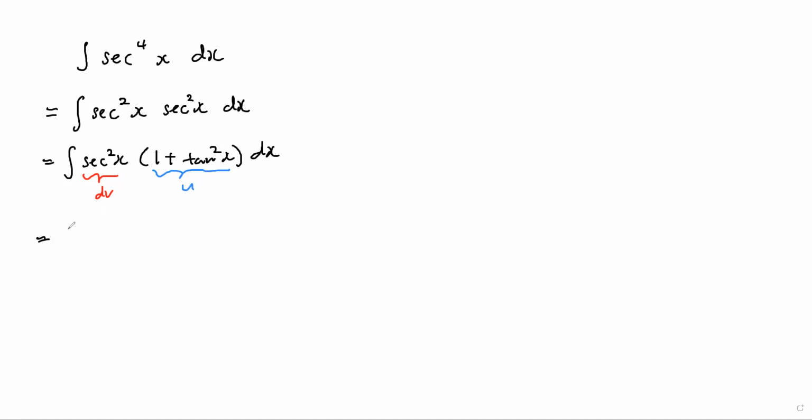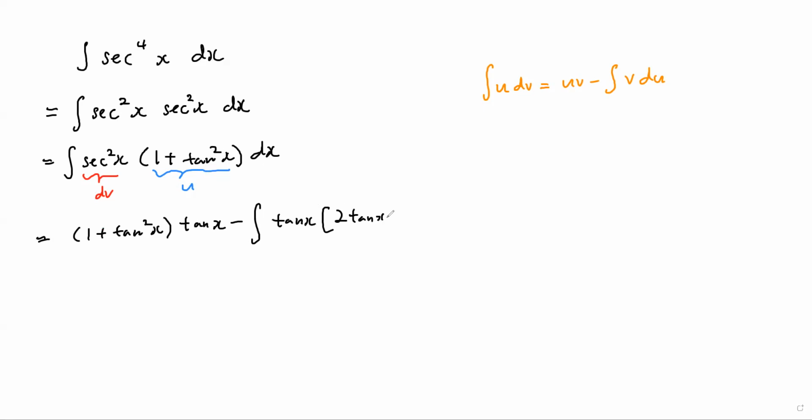So using the formula, let me write down the formula here in case you need it. Integrate u dv is equal to uv minus integrate v du. So this is equal to u times v. u is 1 plus tangent square x, and v would be the integral of secant square, which is tangent x, minus integrate v du. So du, that means differentiate this, we should get 2 tangent x secant square x. So chain rule.